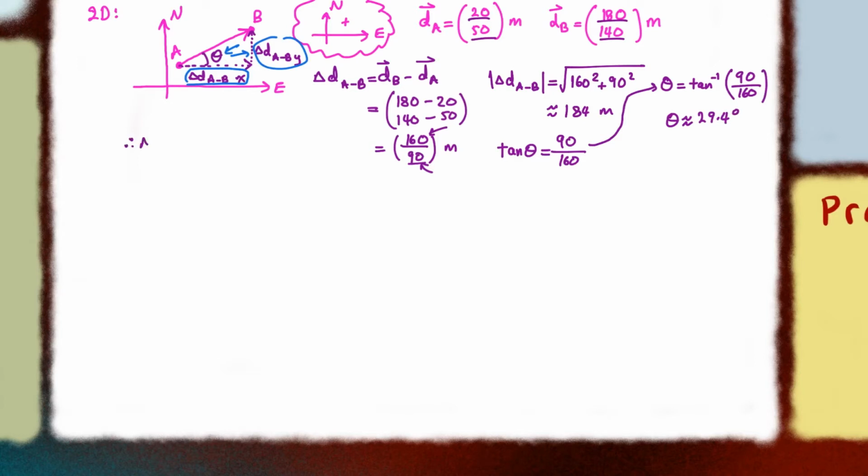To write our final answer, we write it as displacement from A to B is approximately 184 meters. Direction starts from the east direction, and the angle moves towards the north. So it's east 29.4 degrees towards north.